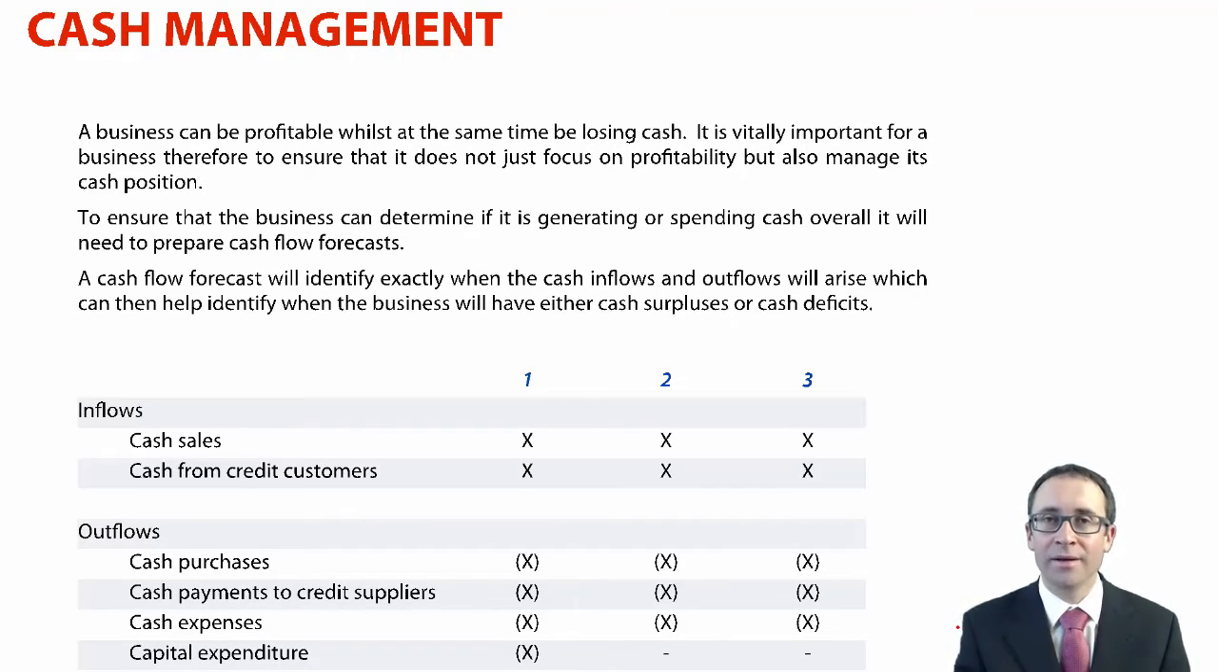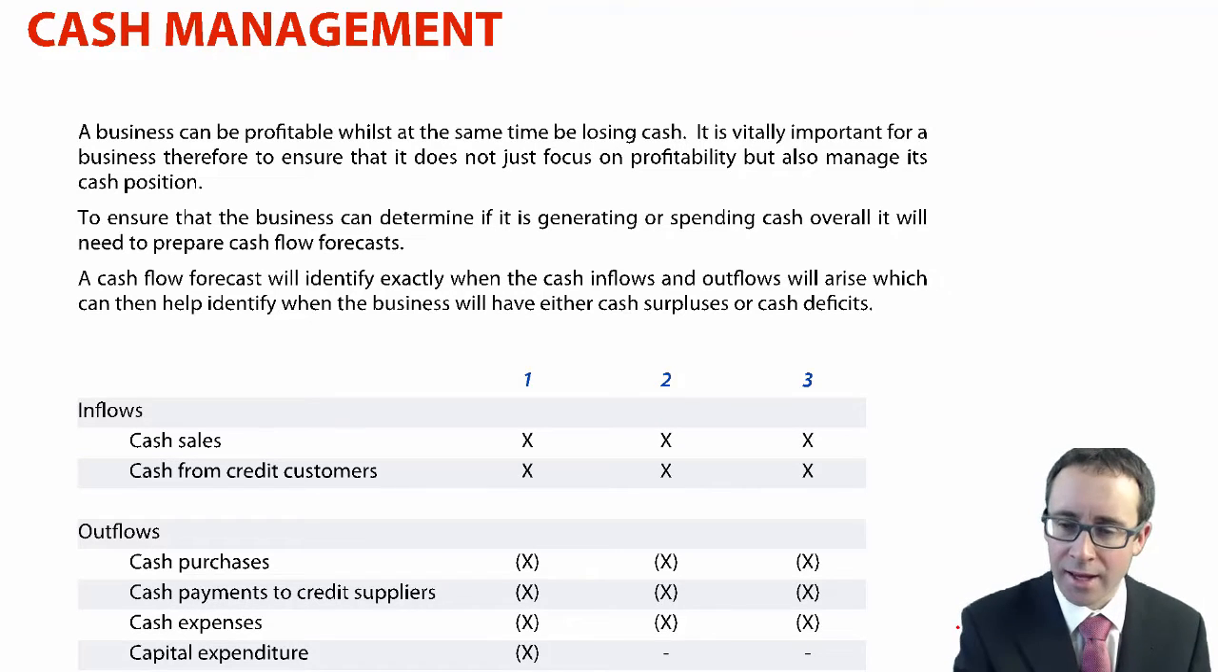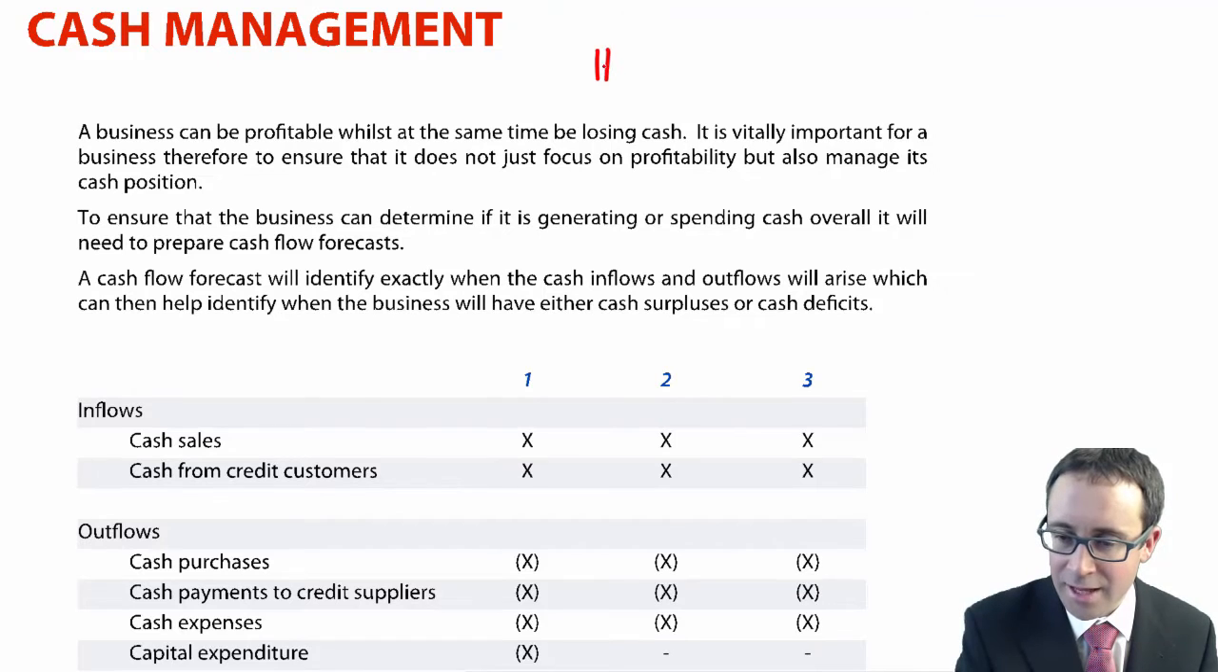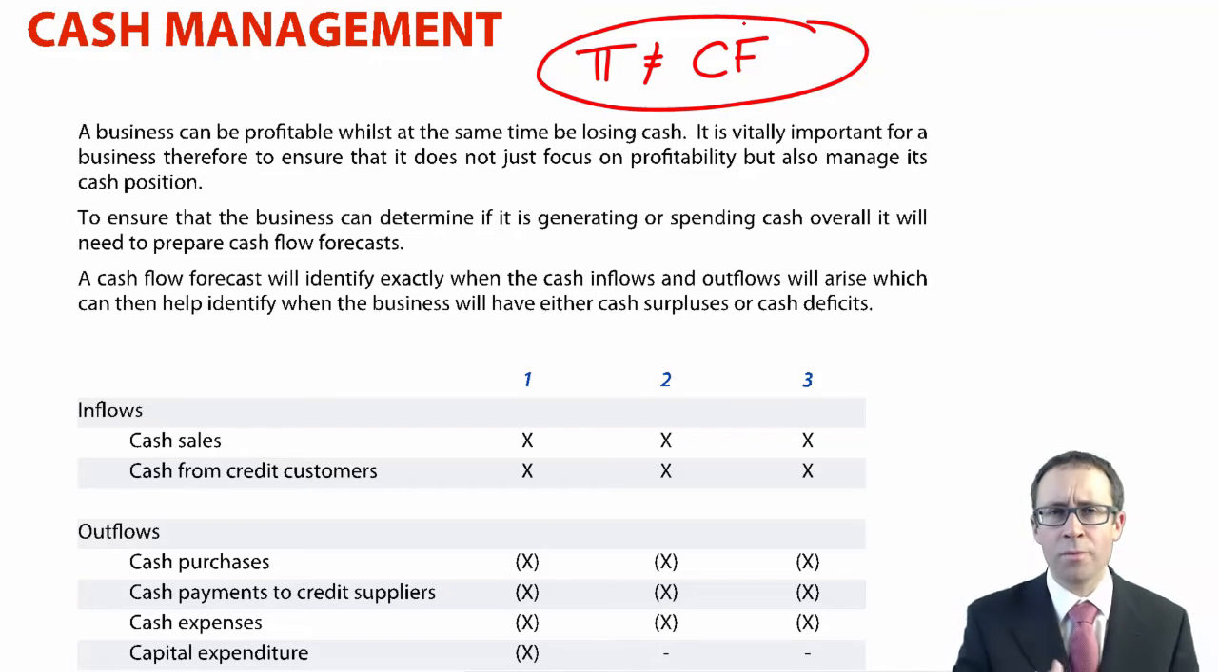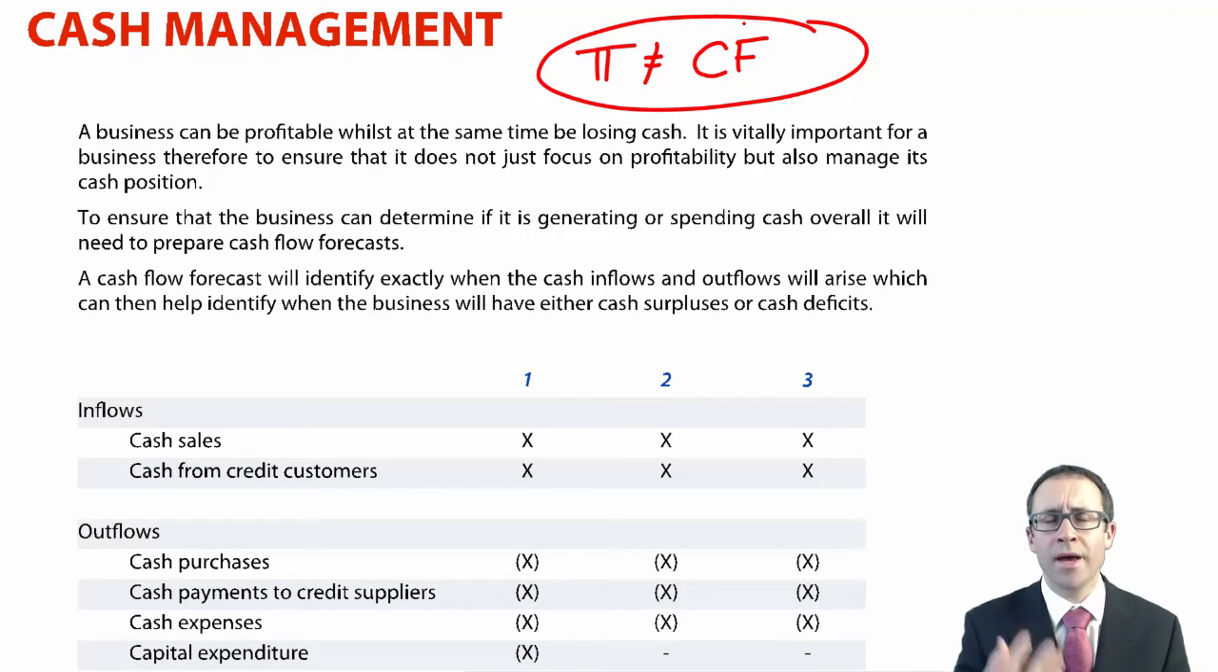This is very, very similar in that we're thinking about cash. We're not thinking about profitability, because that's the key thing, remember, isn't it? Profit does not equal cash flow. You can be profitable, but you may not be generating cash. You could be loss making, but you could actually be generating cash.